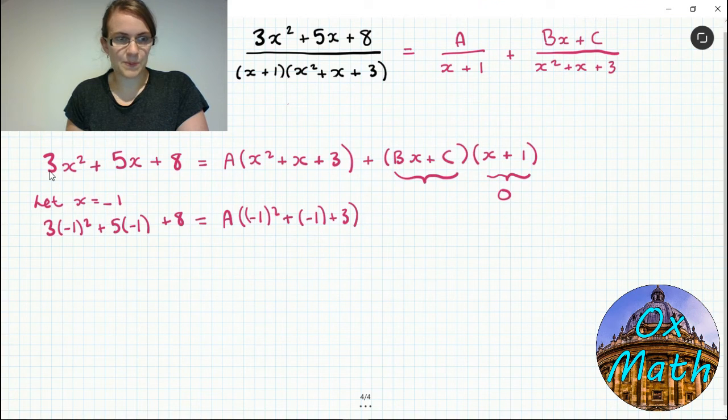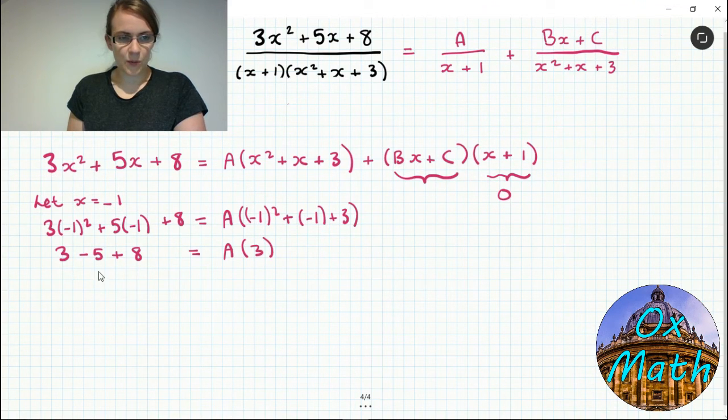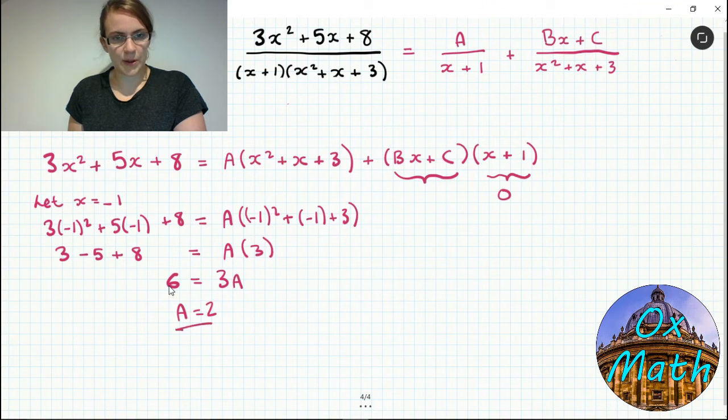So minus 1 squared is plus 1, so that's 3 minus 5 plus 8 equals a times 1 minus 1 plus 3. So we end up with 6 equals 3a, and a equals 2. So now I don't need to worry about eliminating a because I already know what a is, and it's going to be tricky to find a value because remember x squared plus x plus 3 doesn't factorise. So I can plug in my a value, which we now know is 2, and rearrange the equation.